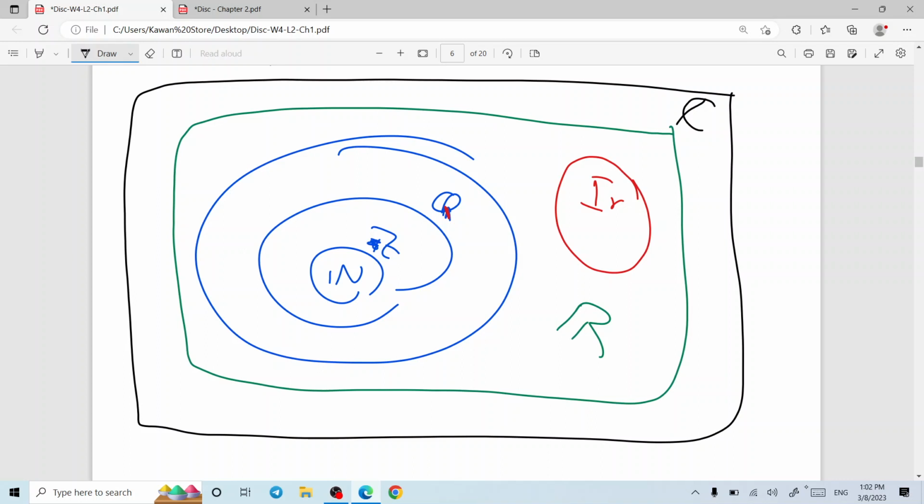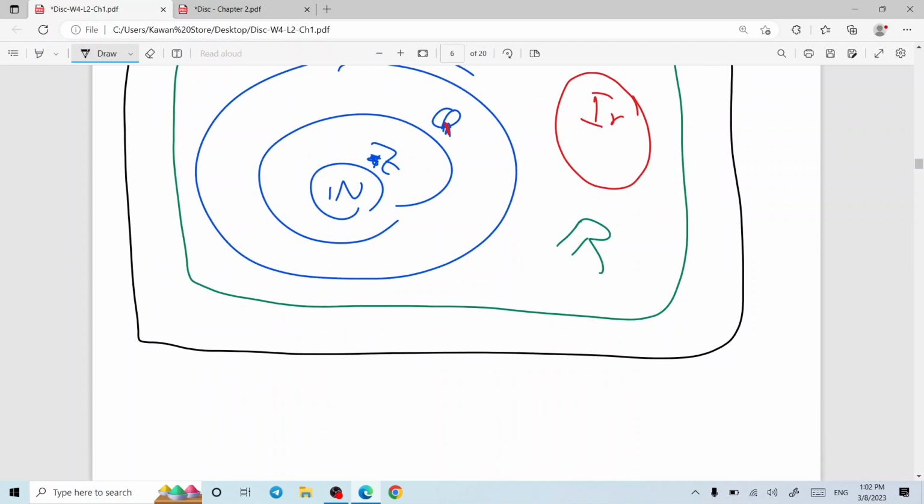All of them complex. Complex is the huge set. For now, the complex number is the largest one. After that you have real numbers, then you have a part. Okay, so what is a complex number?